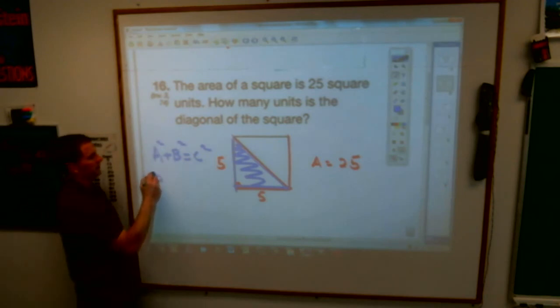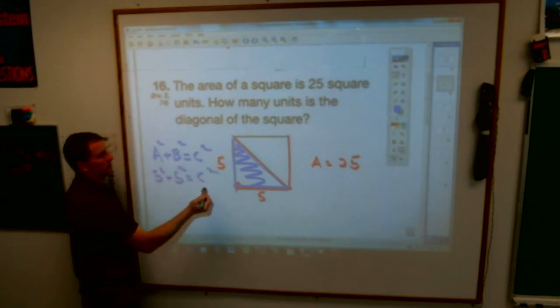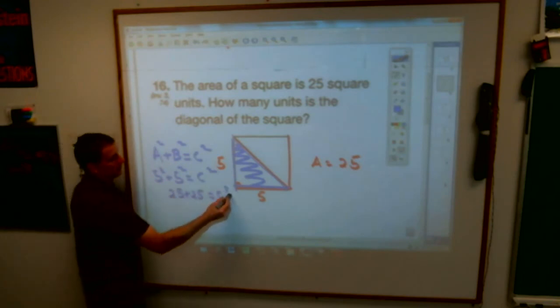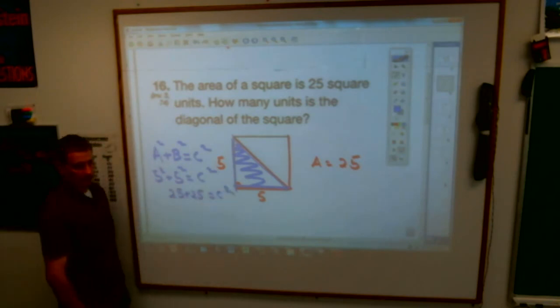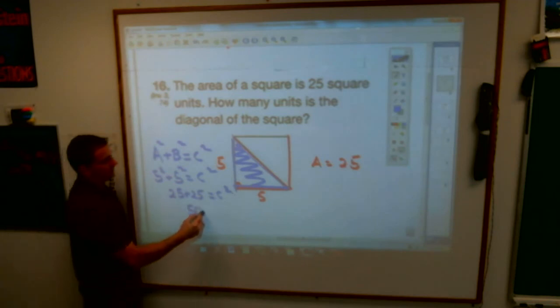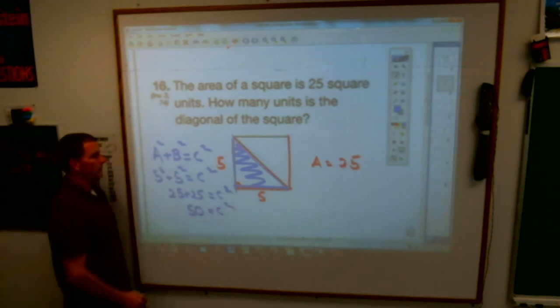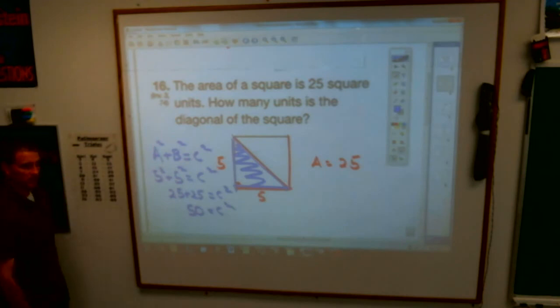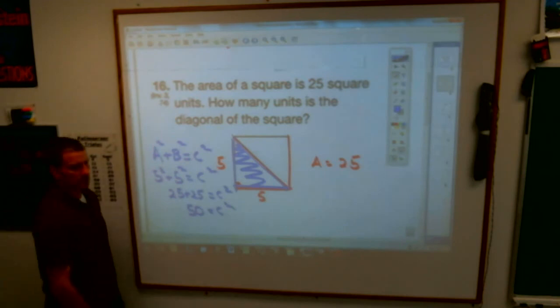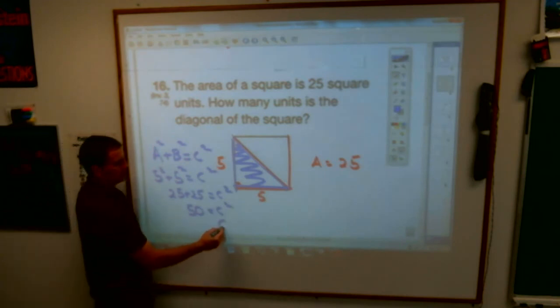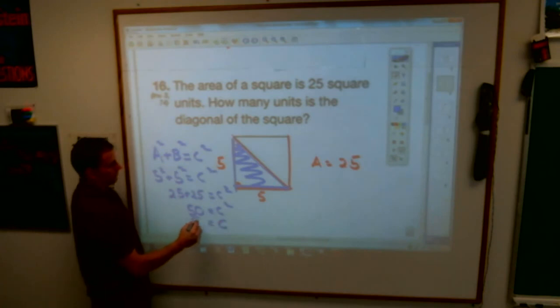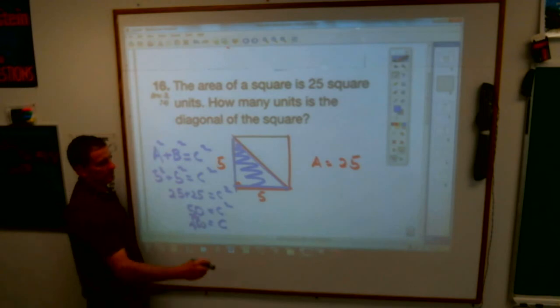So I know that a squared, 5 squared, plus 5 squared is c squared. 5 and 5. 25 plus 25 is c squared. 25 and 25 is 50. And then the question of the hour: if 50 equals c squared, c equals the square root of 50, which would be a nice answer, except you have to simplify the square root of 50.